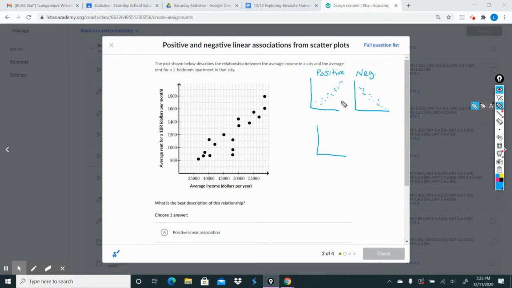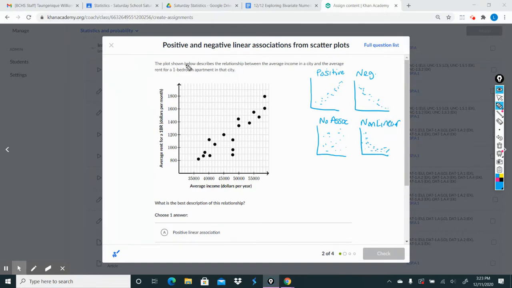So no association would be if a scatter plot was kind of all over the place, and nonlinear would be something that kind of scoops down, and you might have a couple scatter plots here where it kind of looks like a curve going on in your scatter plot.